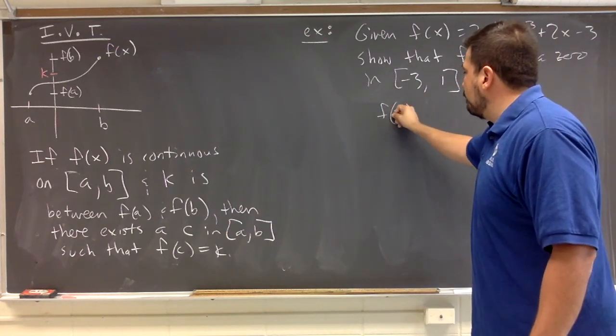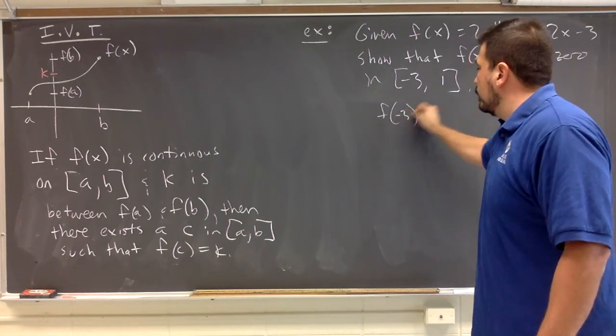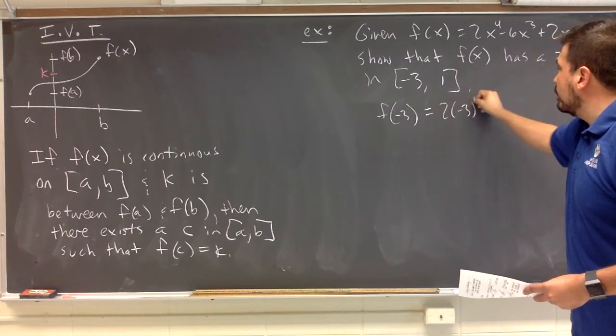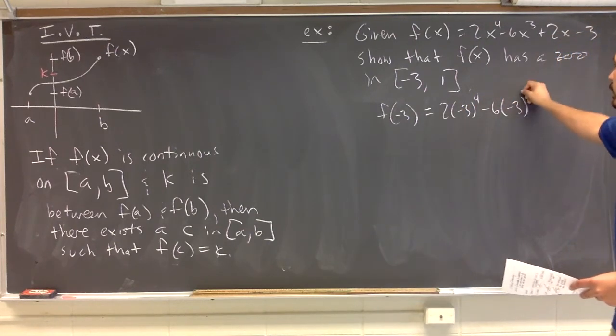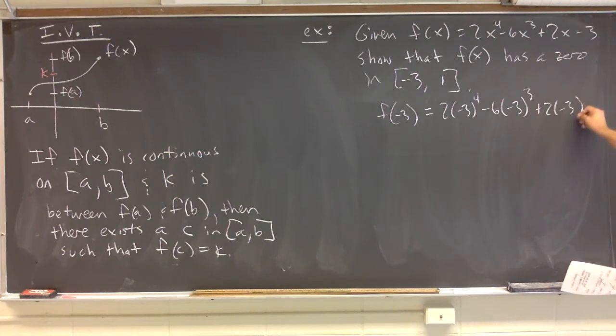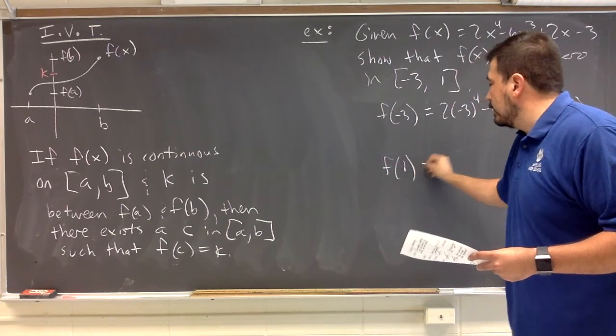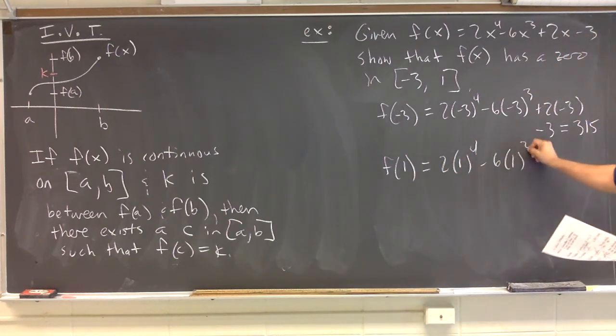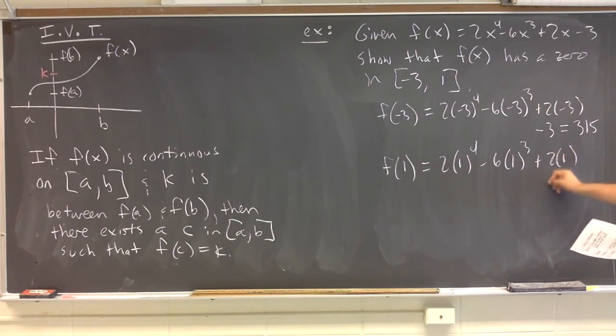So f of -3 is 2 times -3 to the fourth minus 6 times -3 cubed plus 2 times -3 minus 3. When you calculate all that, you get 315. And now if you calculate f of 1, that's 2 times 1 to the fourth minus 6 times 1 cubed plus 2 times 1 minus 3. That is equal to -5.